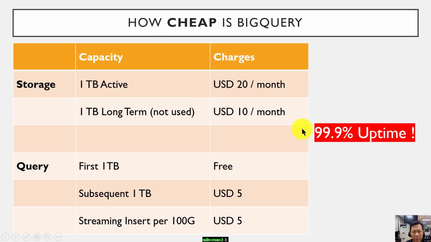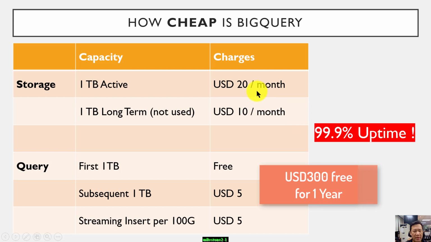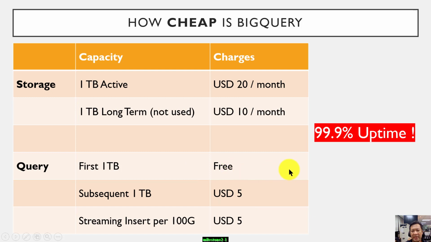And obviously, one important consideration is cost. The good thing is Google is giving away $300 of free access to any services within the Google platform for a period of a year, and it's really not expensive. The first terabyte of active data is basically only $20 per month, and it depends on how much data you query. The first terabyte of query is basically free, so for the entire project, we don't expect to pay anything.